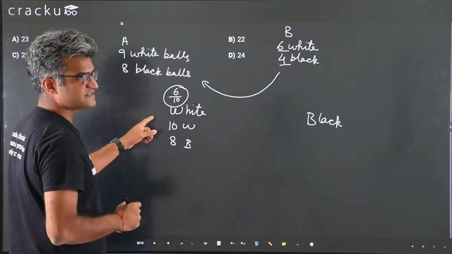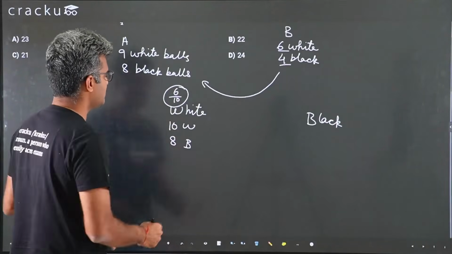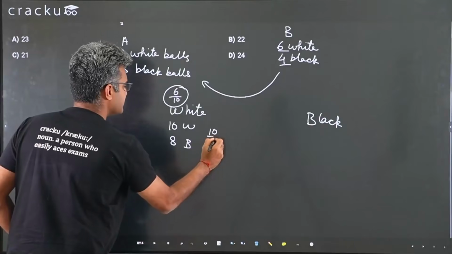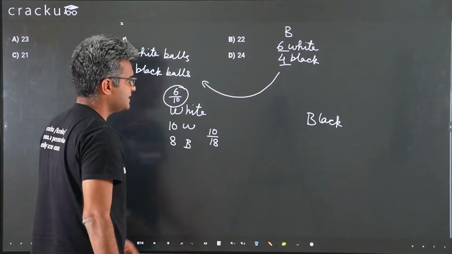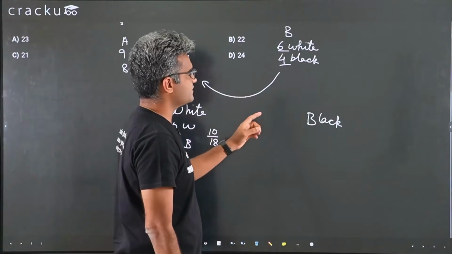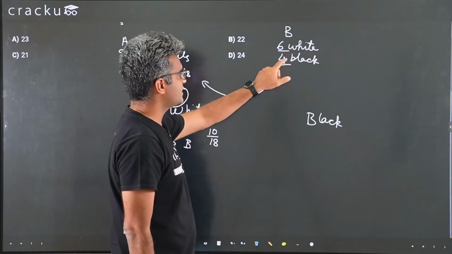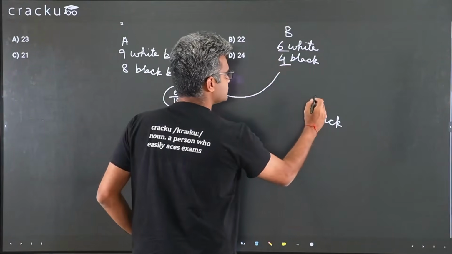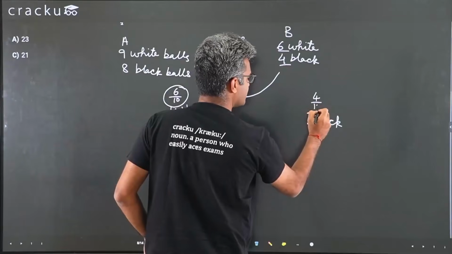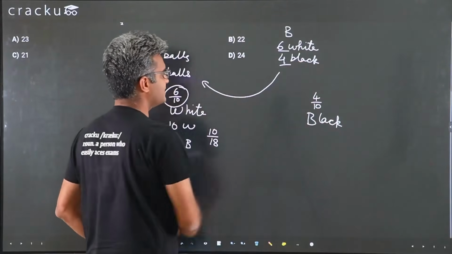And if this case exists, the probability of picking a white ball is 10 by 18. In the second case, when the black ball is picked, what is the probability that the ball that is picked is black? There are 4 black and 6 white balls. So that is 4 by 10. This is the probability that the ball that is picked is black.